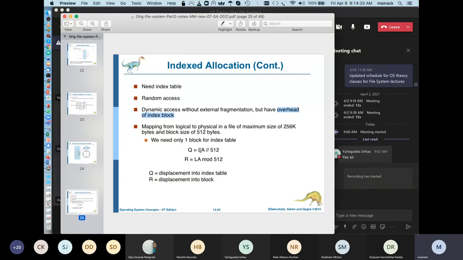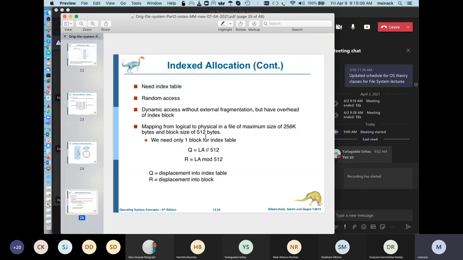Right? So in Q, that actually means LA divided by 512, meaning that you need to go this much in the index table, and then you want to go the remainder into the block itself. So this will give you the index table pointer, the position in the index table, the displacement in the index table. And when you go to that byte of the index table, you follow the pointer, go to the data block, and then do the displacement within that data block.